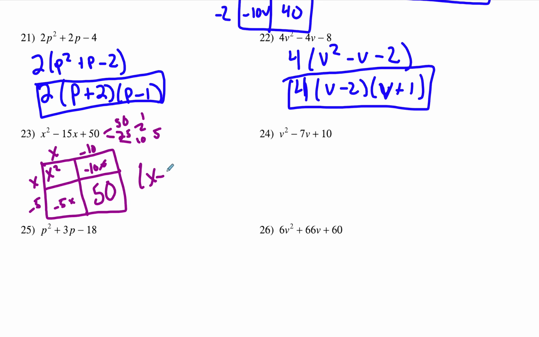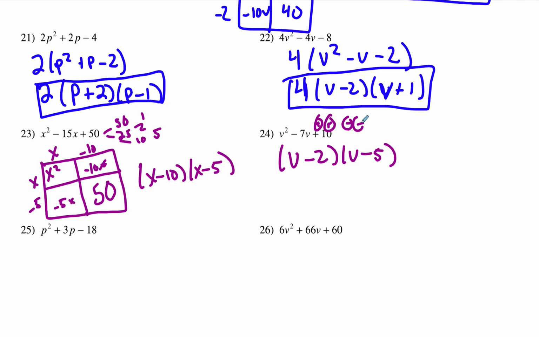So I have x minus 10, x minus 5. And remember, you check your work by boxing it out and showing that you get the thing you started with. All right, here you're going to get v minus 2, v minus 5. I know that because this tells me I need a positive times a positive or negative times a negative. But this being negative means that they both have to be negative. And then I know that negative 5 times negative 2 is 10, and negative 5 plus negative 2 is negative 7.